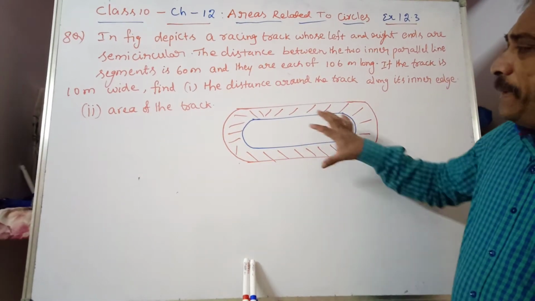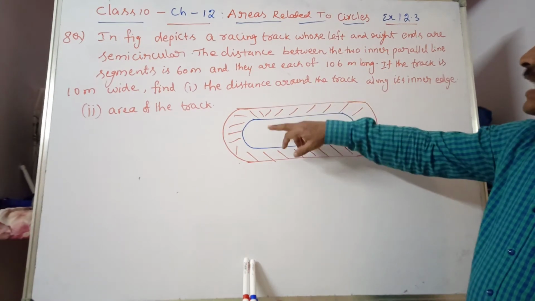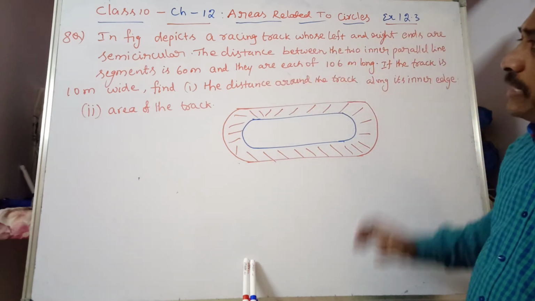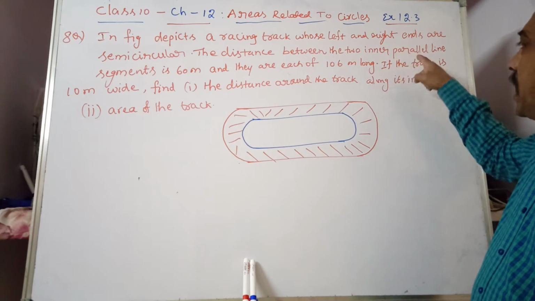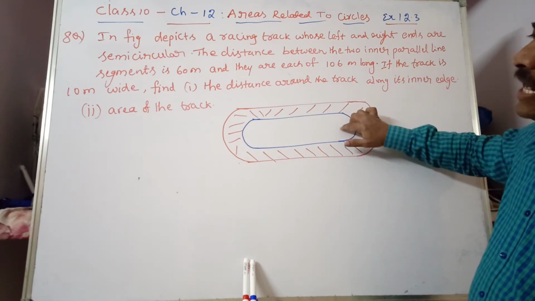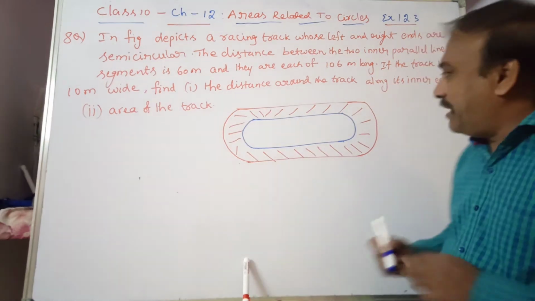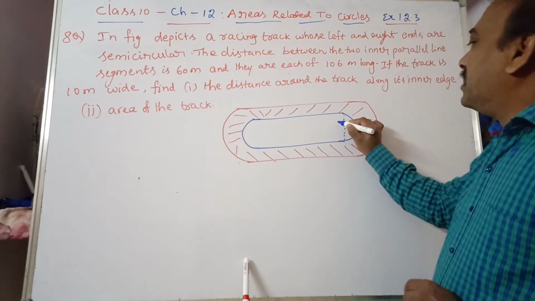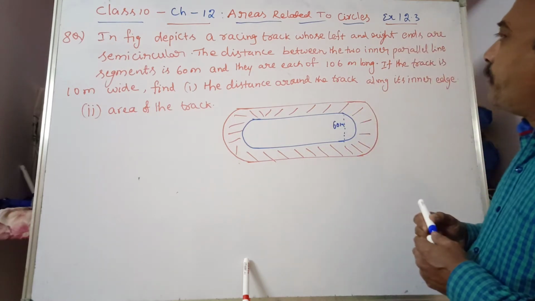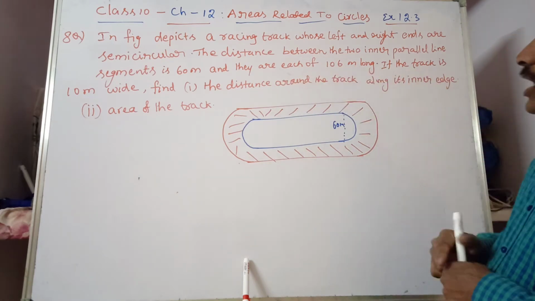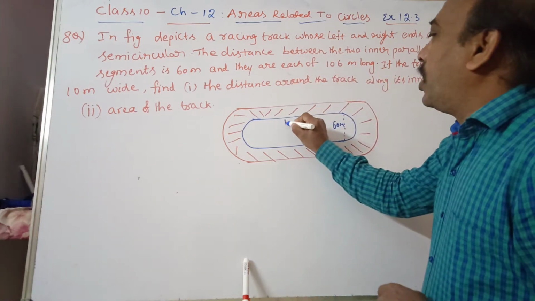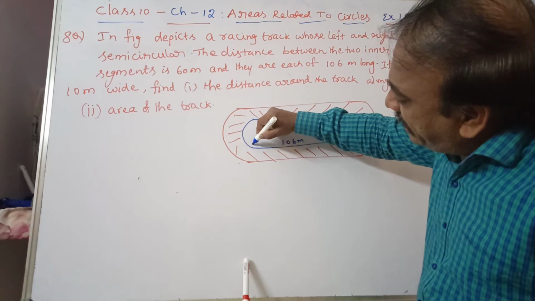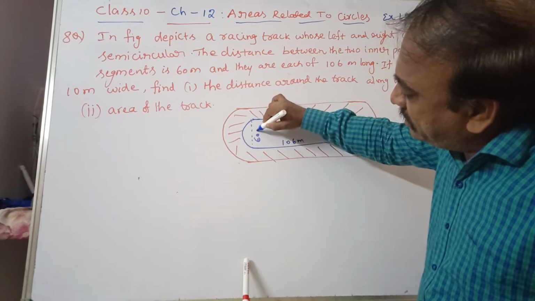This figure depicts a racing track whose left and right ends are semicircular. The distance between the two inner parallel line segments is 60 meters. From here to here this distance is given, this is 60 meters, and they are each 106 meters long. Here it is 106 meters long, this one, and here the distance is given as 60 meters.